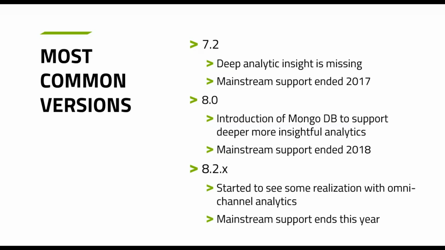Sitecore 8 is probably the smallest of the 3 major versions out in the wild right now. This does give us the deeper insightful analytics, but it also ended mainstream support at the end of 2018. Which brings us to probably the most popular version outside of 6.6, it seems like, which is the 8.2 variations, which a number of you, I'm sure, are running right now. And here we started to realize the ability to gather omni-channel analytics. But sadly, this is coming up on end of mainstream support at the end of this calendar year.